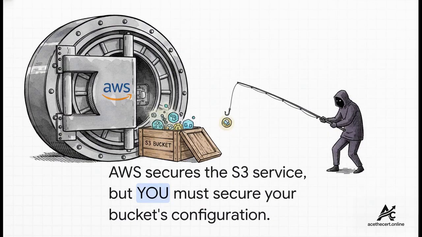I mean, here's a classic real-world example that happens all the time. AWS makes sure its S3 storage service is incredibly secure and always available. That's their job, security of the cloud. But if you accidentally misconfigure your S3 bucket and make it totally public to the whole internet, well, that's on you. Securing what's in the cloud is always your job.